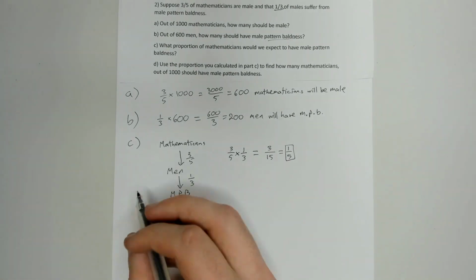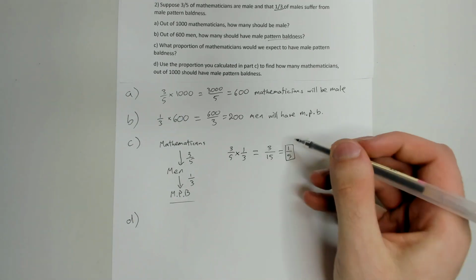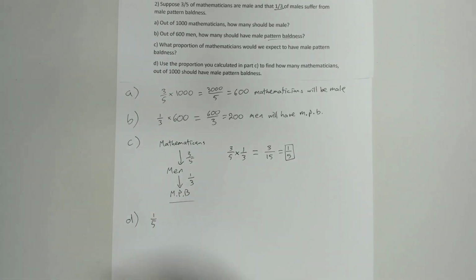Okay, so now what we can do is if we look at part D, it says use the proportion you calculated in part C to find out how many mathematicians out of 1,000 should have male pattern baldness. So it says use this proportion here, 1/5, to figure out how many mathematicians out of 1,000 will have male pattern baldness, right?